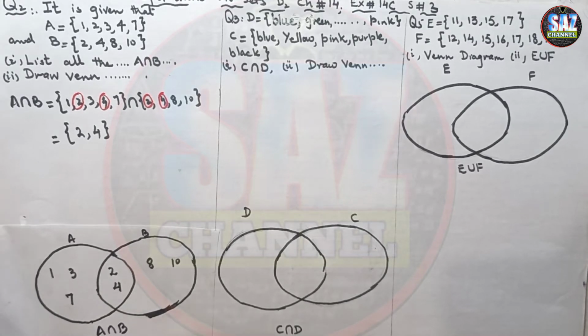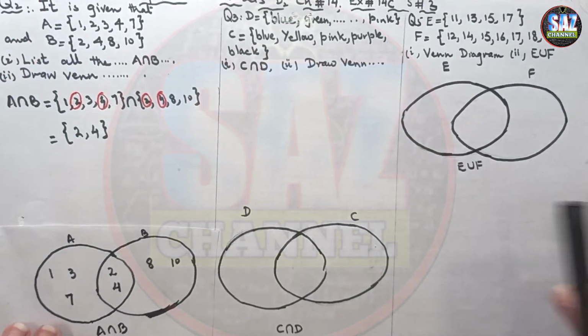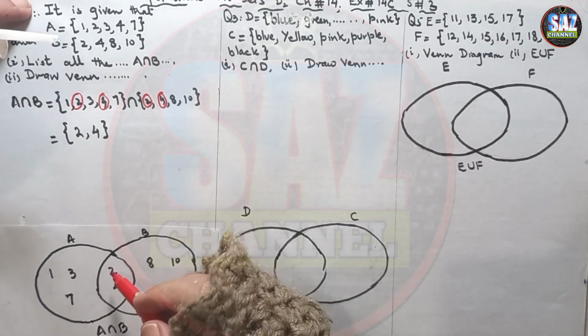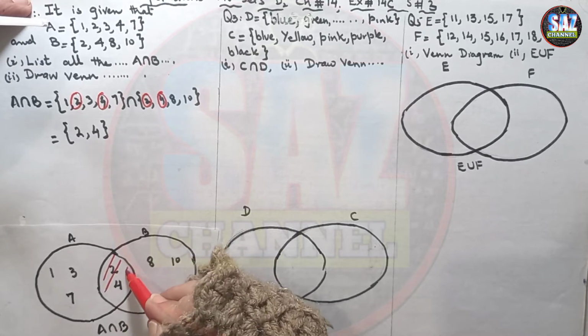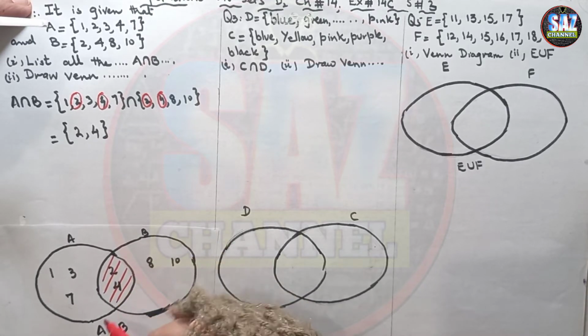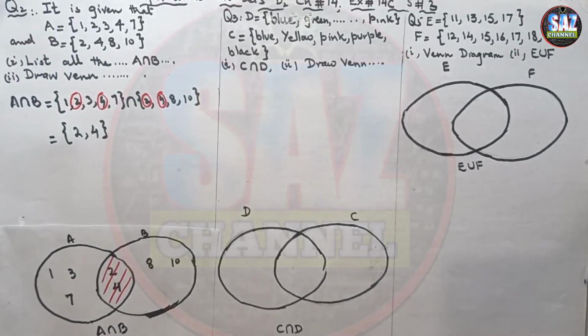Let me label the diagram as well. And then I have to shade the common portion as well. So the shading will be at the overlapping portion. This shading will show that this is the intersection of these two sets. I hope you are clear about this lesson. Let's move to question number 3.